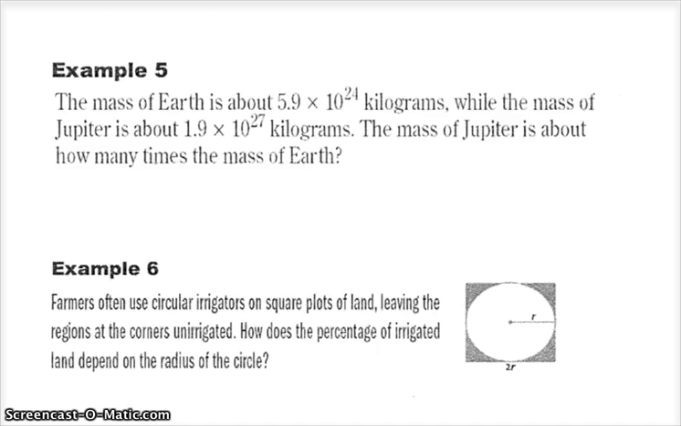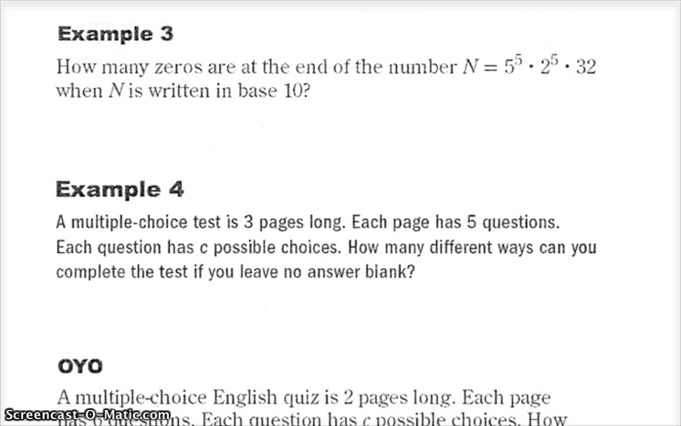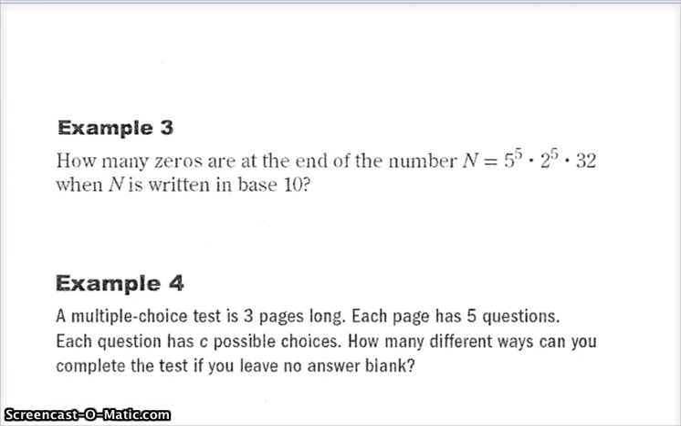All right, on the back, we've got a couple application problems. As we scroll up to the top, we are going to look at writing some of these power problems in scientific notation. Remember, scientific notation is always with a base 10. So, if I have a number, for example, 2 times 10 to the 7th, this represents a 2 with 7 zeros behind it. We'll use this idea to figure out how many zeros are at the end of the number 5 to the 5th times 2 to the 5th times 32.